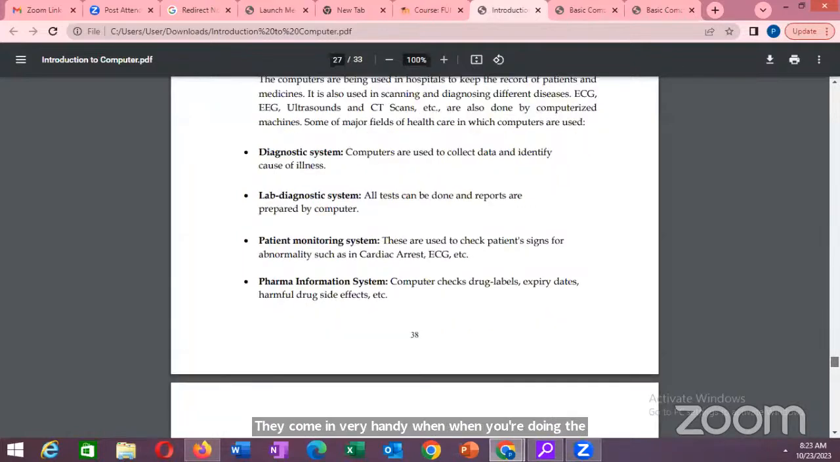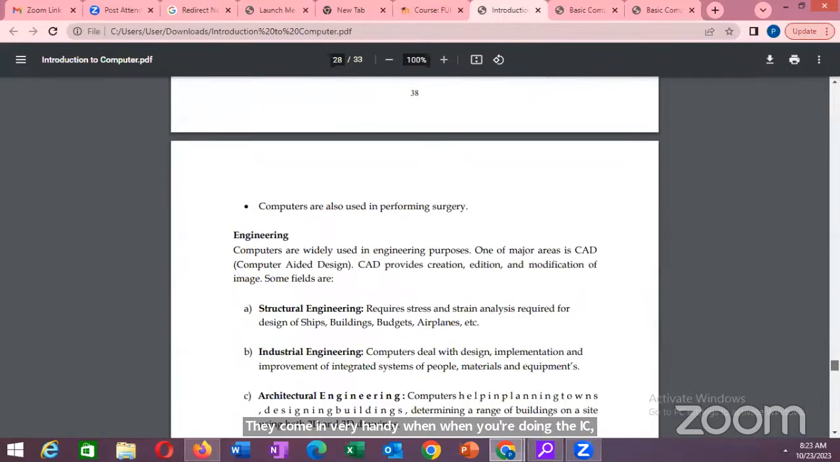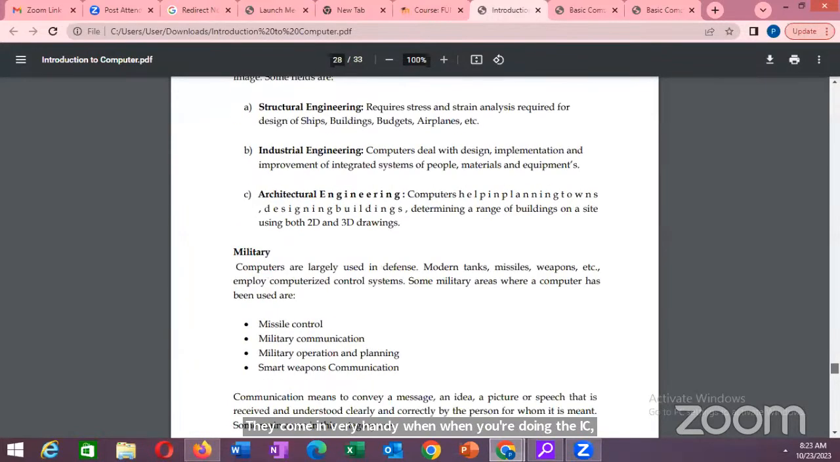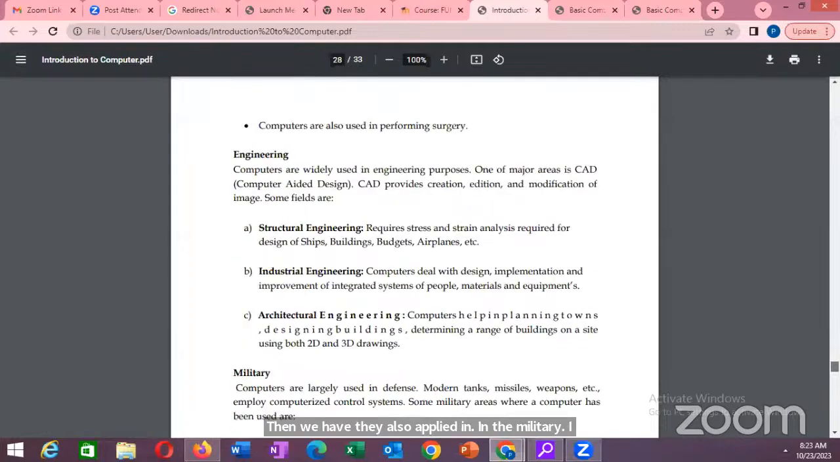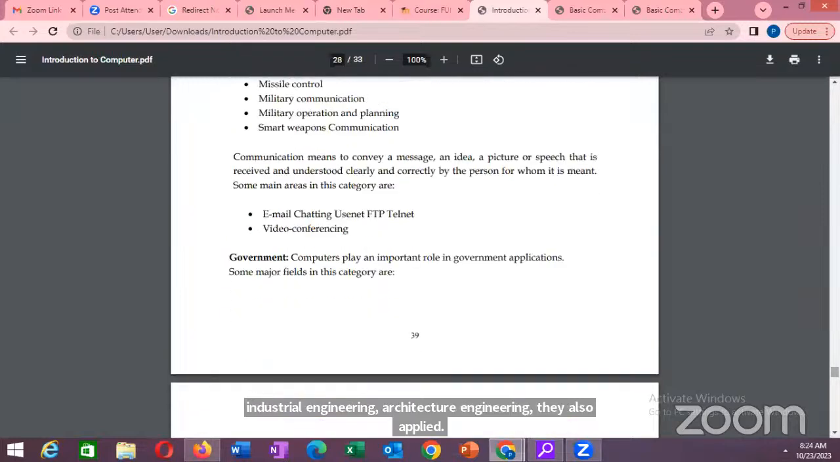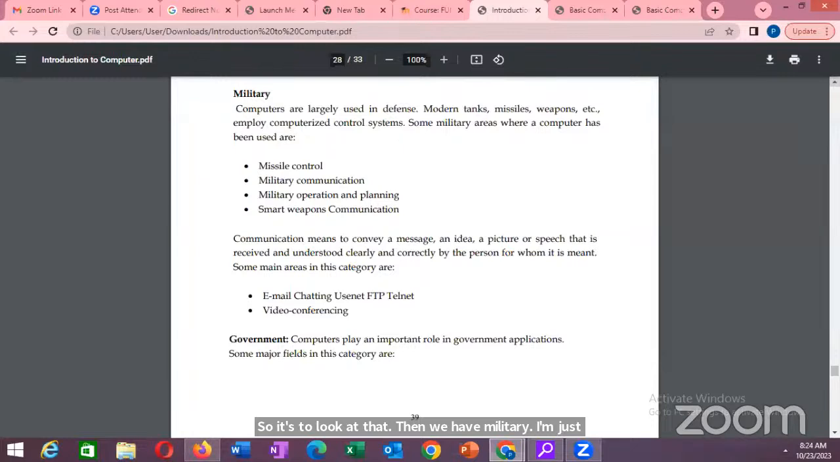Then pharma information systems is also very important. Then they are also applied in the military and engineering. So engineering, we have structural engineering, industrial engineering, architectural engineering. They are also applied. So it's good to look at that. Then we have military. I'm just doing a recap because I want to go to the next topic. This is just a recap because we have already done part of it.